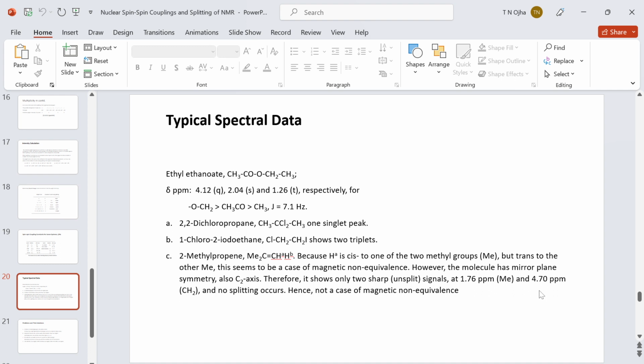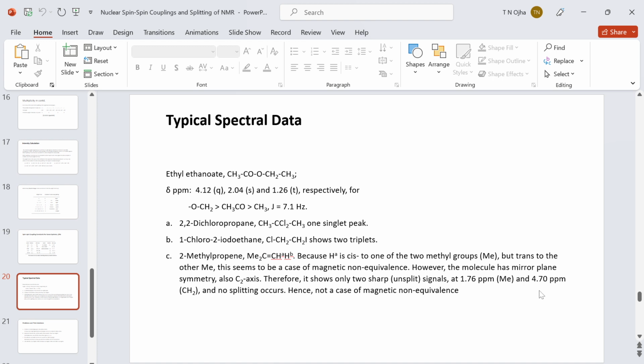Typical spectral data: ethyl ethanoate. You can carefully see there are three types of hydrogens: CH3 near CO, CH2 near O, and CH3. So we get a singlet for CH3, a quartet for CH2, and a triplet for CH3, and the chemical shift values follow the order OCH2 greater than CH3CO greater than the remote CH3.